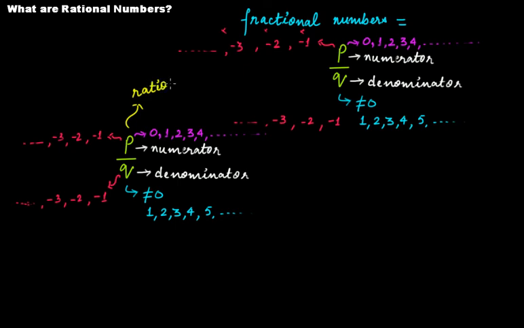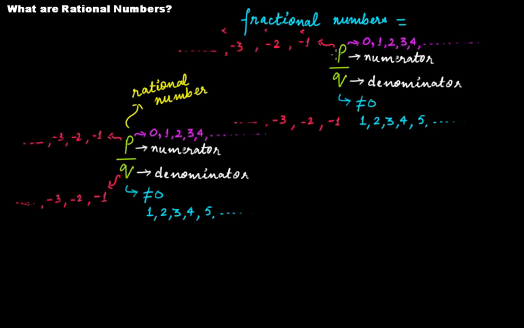That is, a rational number is of the form p over q, where p can be any negative integer, can be 0, and can be any positive integer. It can take any value. Q, the denominator in a rational number, cannot be equal to 0, can be any positive integer, or can be any negative integer. So what's the difference between a fractional number and a rational number?